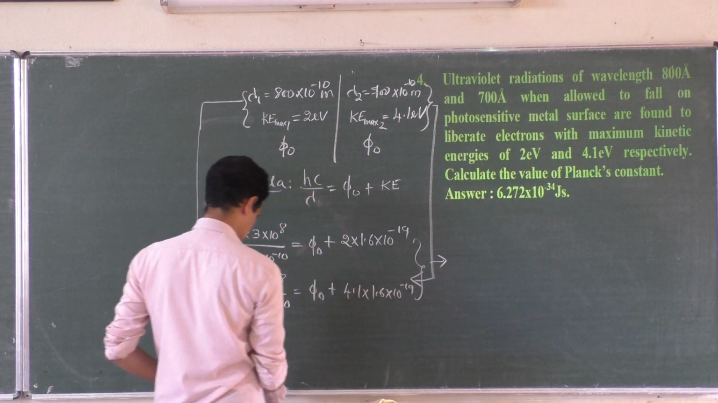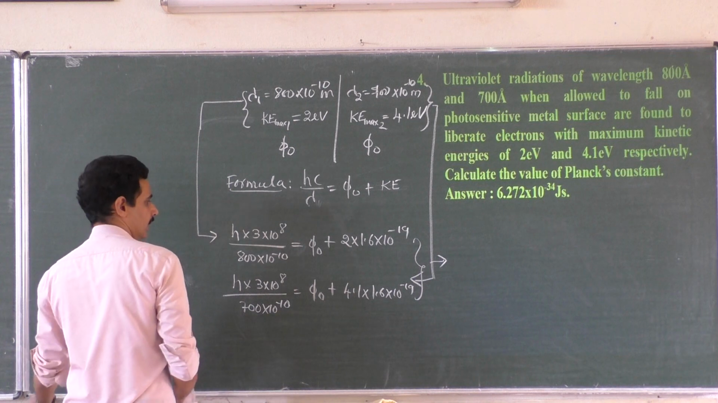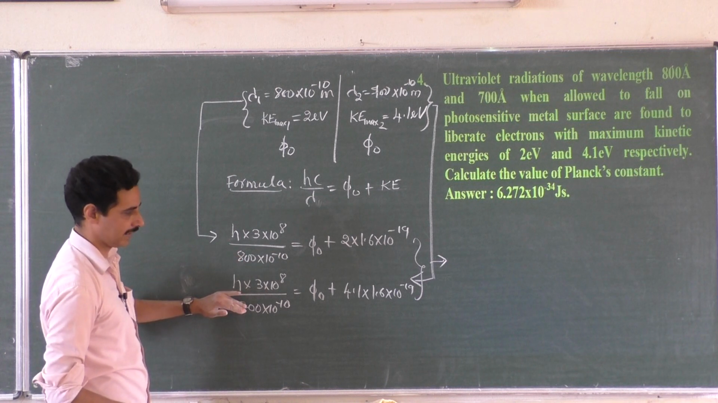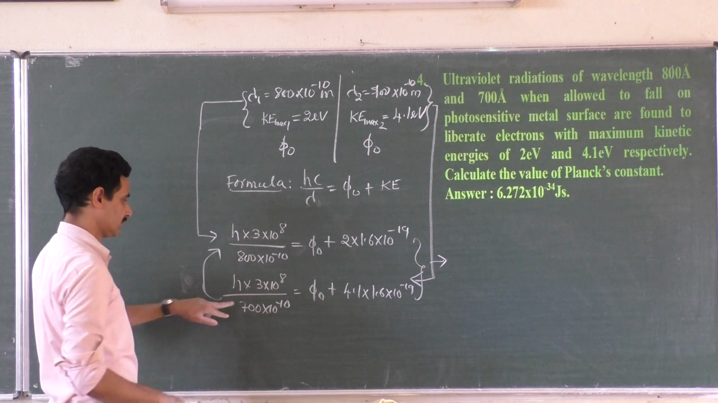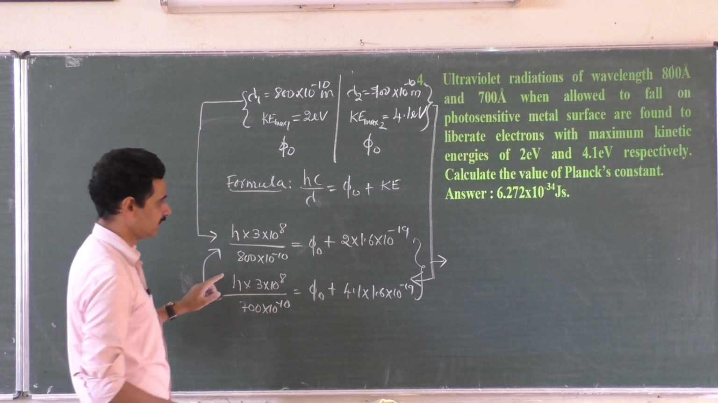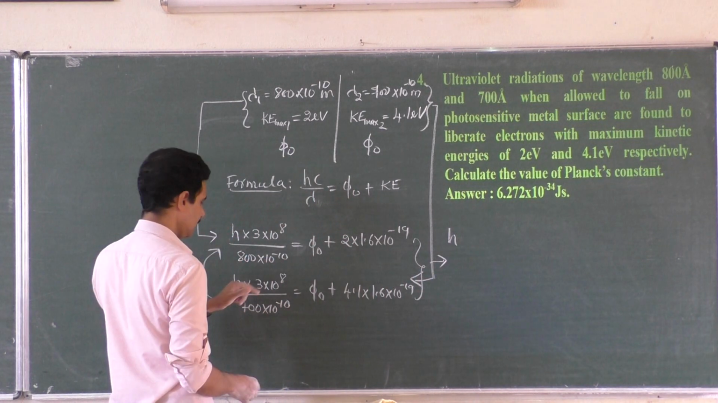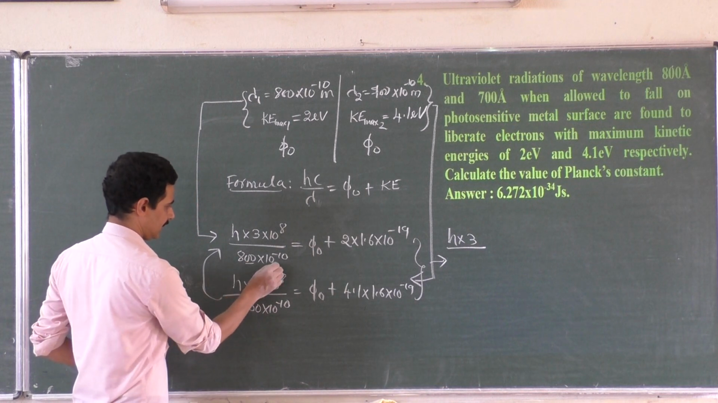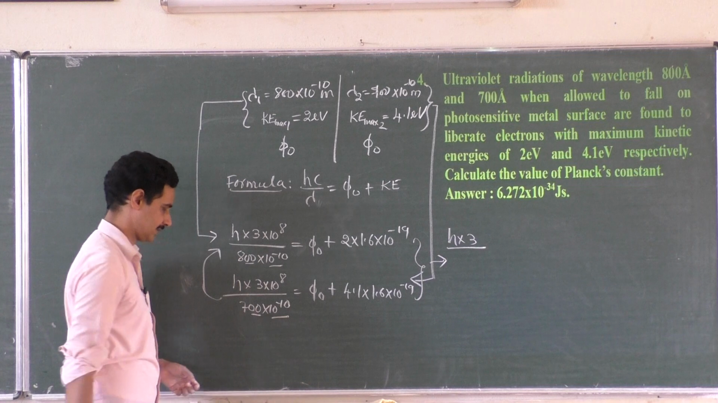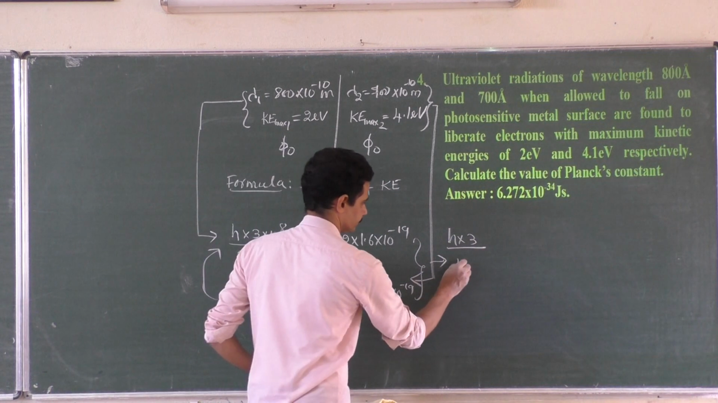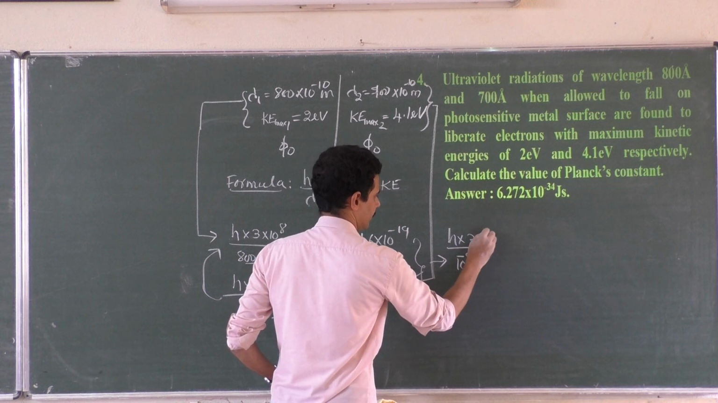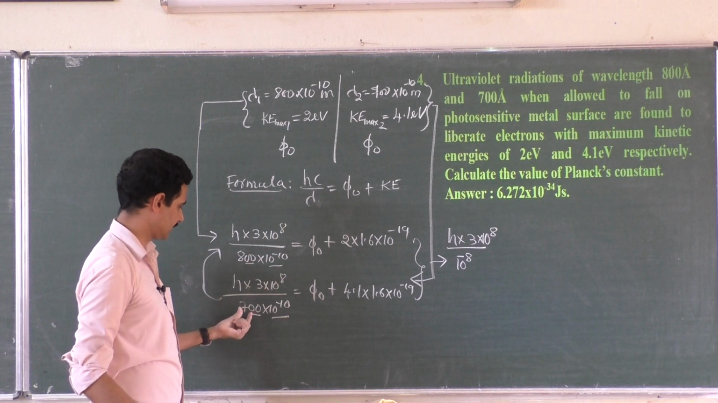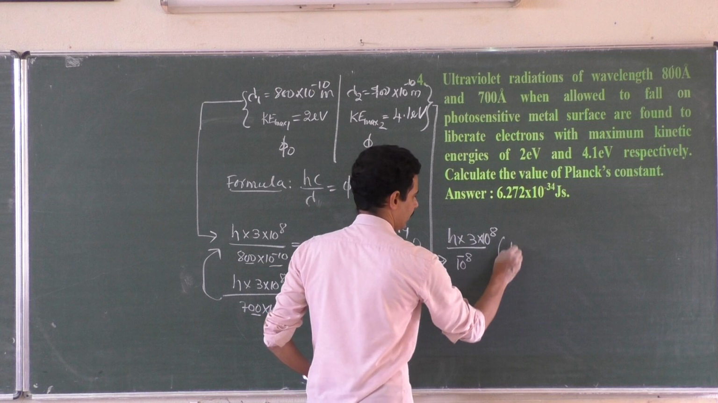Subtract them. What you will get? When you subtract the two equations, see here, only 800 and 700 are different. Everything is same, right? I will subtract this, because this is greater, this is lesser. So h into 3 into 10 to the power 8, divided by 800 into 10 to the power minus 10, and 700 into 10 to the power minus 10, that is 8 into 10 to the power minus 8, 7 into 10 to the power minus 8, 1 by 7 minus 1 by 8.